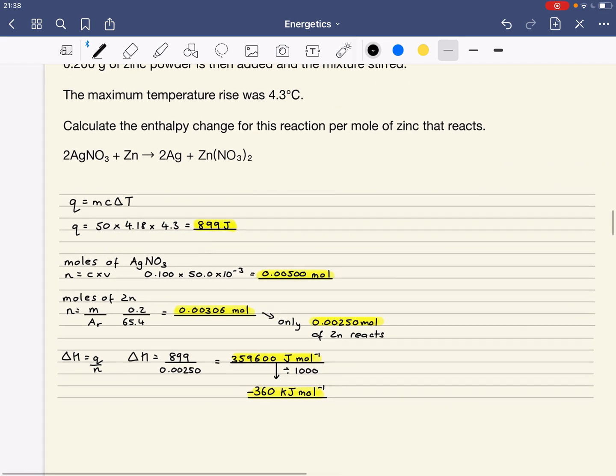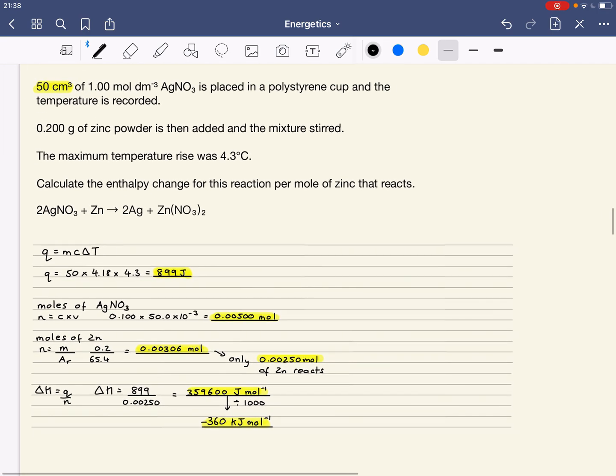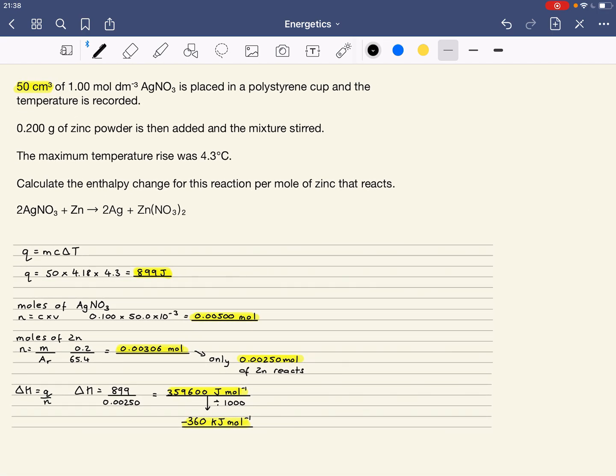So that was a slightly more difficult calculation because, again, we've got to work out the limiting reagents in a reaction where we've got an equation which is not a one-to-one process. And that is enthalpies of reaction in solution.